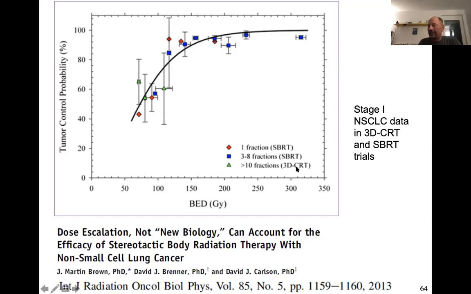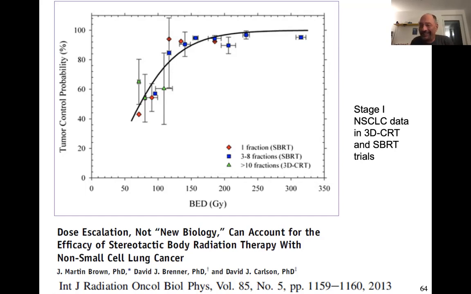including 3D CRT, where you don't hypofractionate, you have long fractionation. And then for normal hypofractionation, let's say moderate hypofractionation, 3 to 8 fractions, and then extreme hypofractionation, like 1 fraction. Now, if you calculate the BED and you plot the tumor control, the TCP, as a function of the BED, you see that all the points stay on a very nice curve. So there seems to be no reason to look for new biology. It's only that with SBRT, you increase the BED. And if you increase the BED, you will increase the TCP. It's in the formula if you want.